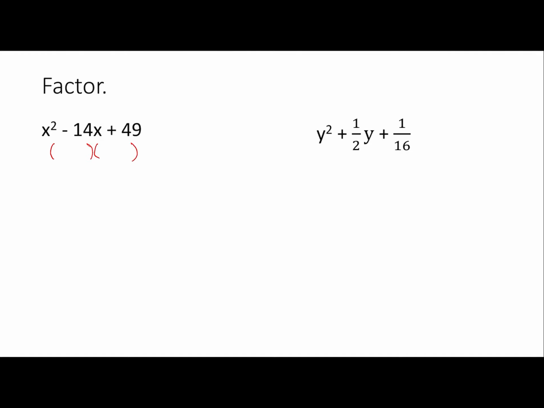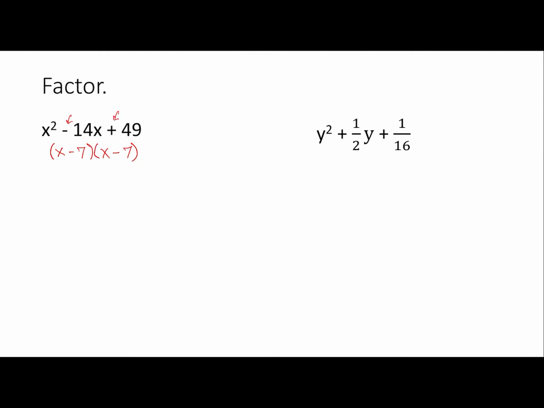We know a binomial times a binomial will make our trinomial. And what are ways that we can get x squared? It's x by x. And ways to get 49 are pretty much 7 and 7. And we want those two numbers to add to become a negative 14, so they both have to be a minus.